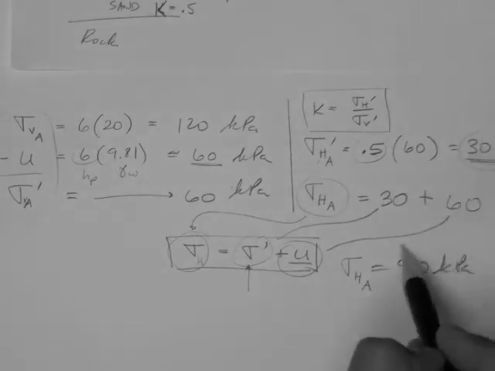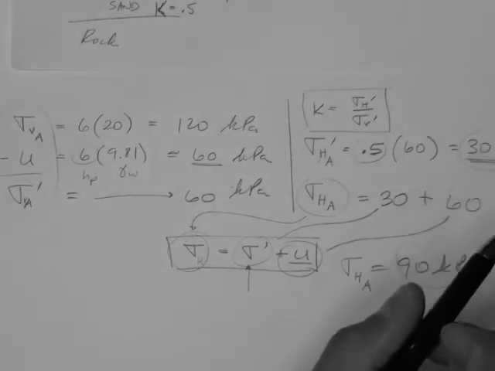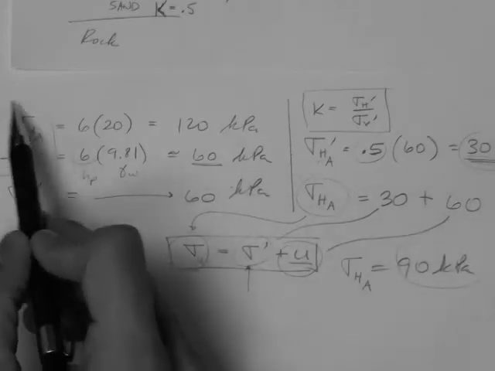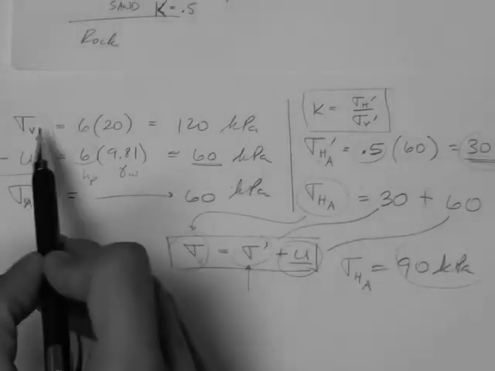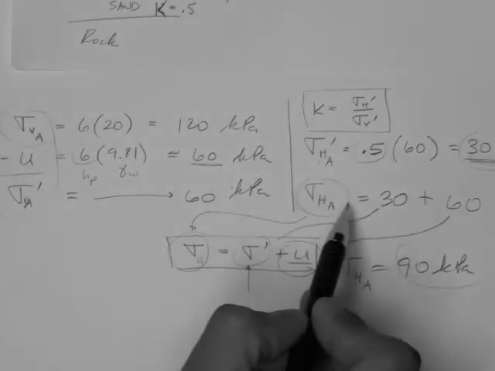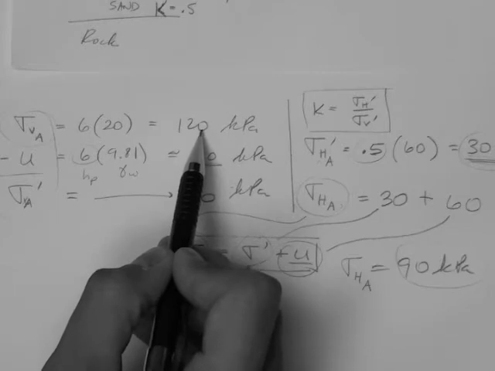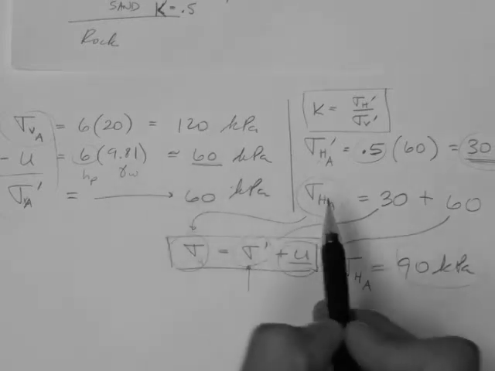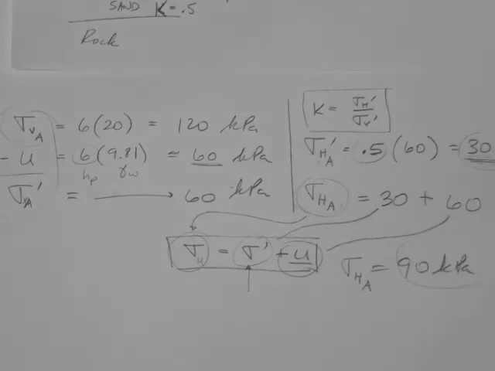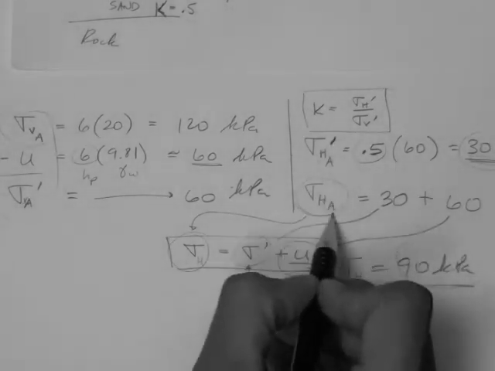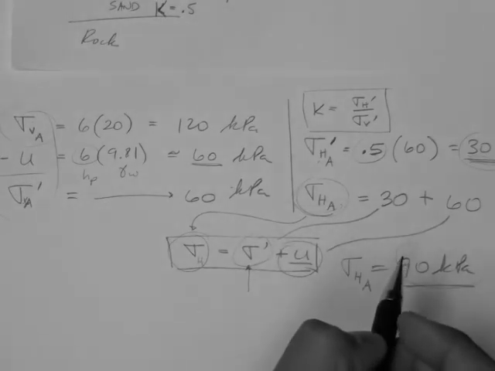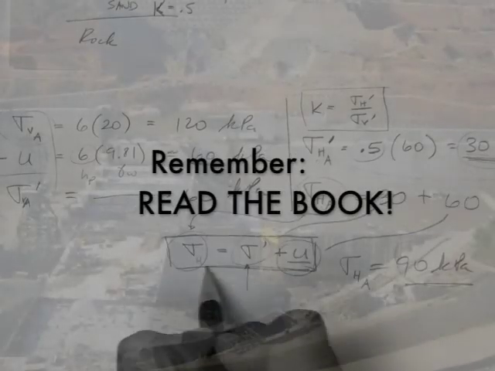4, and 5. Notice that if you had made the mistake of multiplying this by 0.5 to get that, which is a mistake, you would have said, oh, 120 times 0.5, that's 60. So you would have gotten sigma H A equal to 60, and that's wrong. It's clearly wrong because it's equal to 90. So make sure that when you find this value, you're going to find it using Terzaghi's effective stress principle.